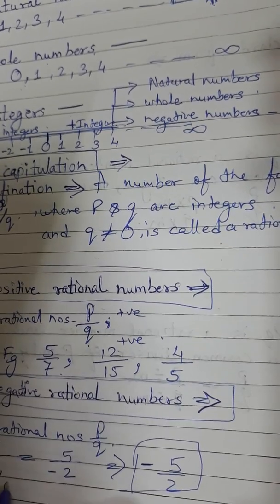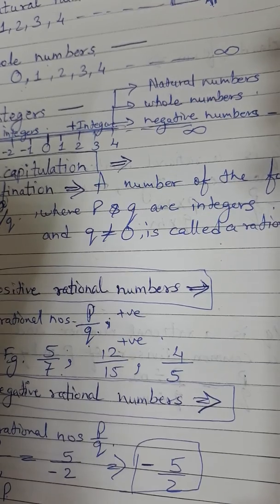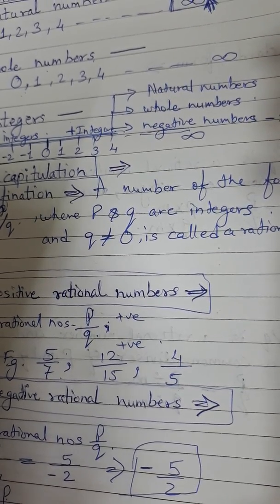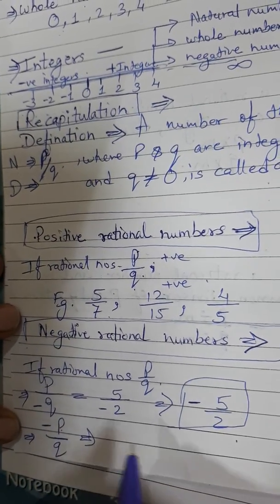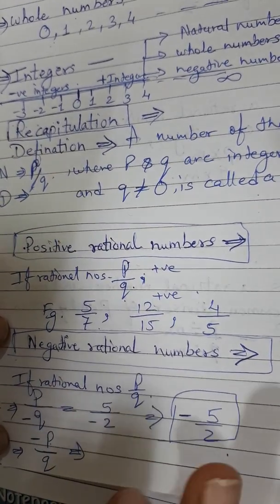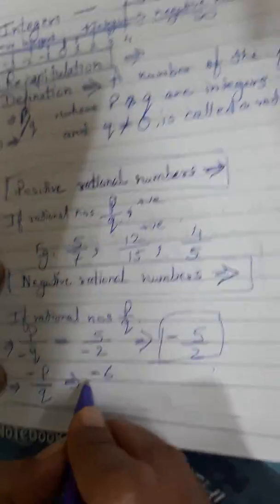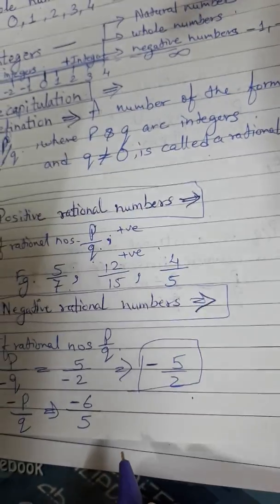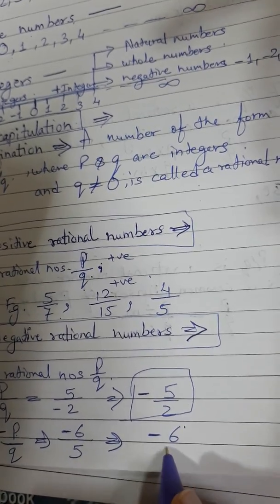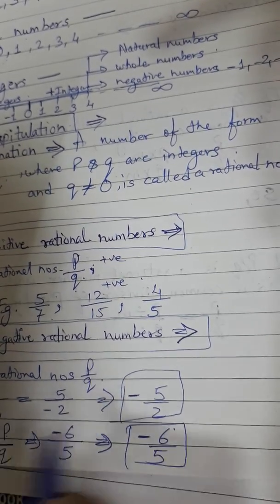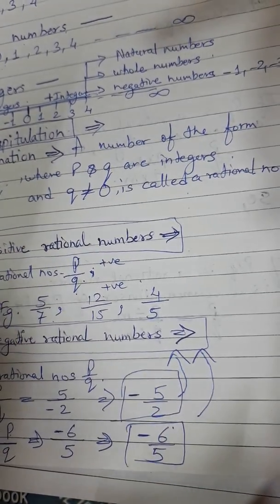If p is the numerator and q is the denominator, and p is negative and q is positive, then also the rational number is a negative rational number. For example, minus 6 upon 5. This is also a negative rational number.